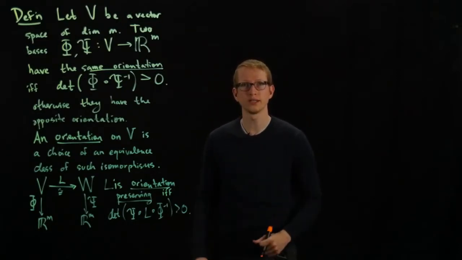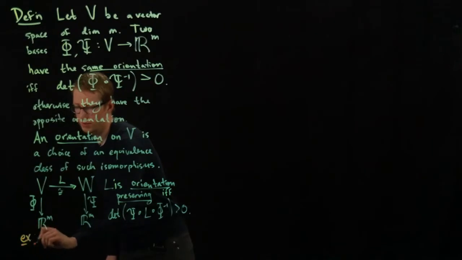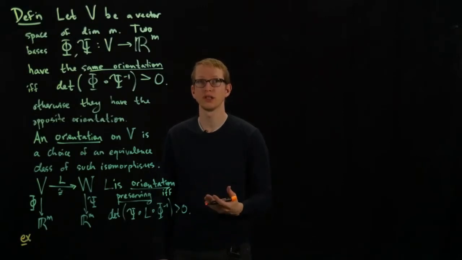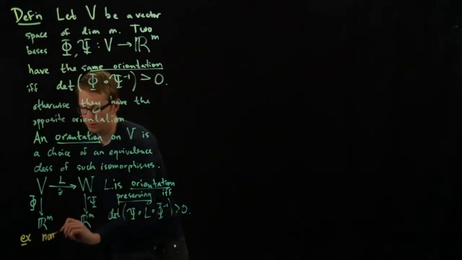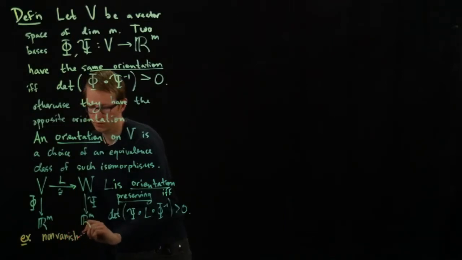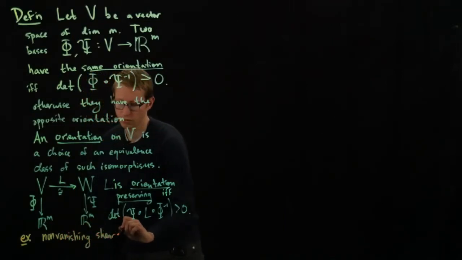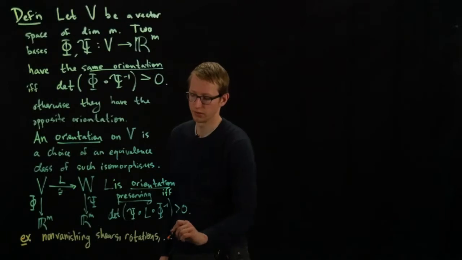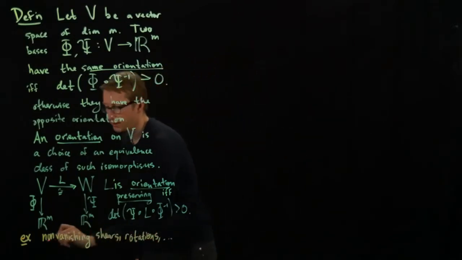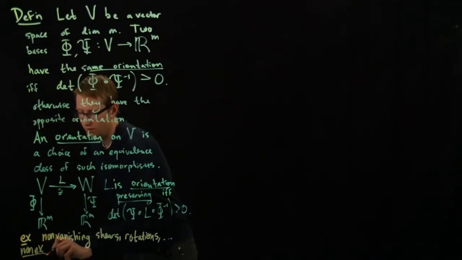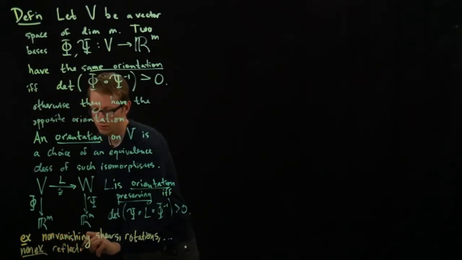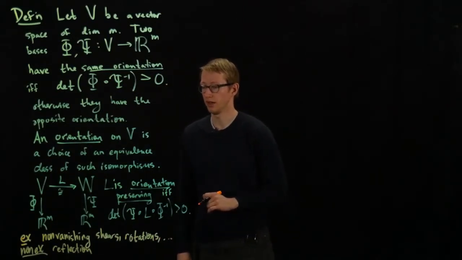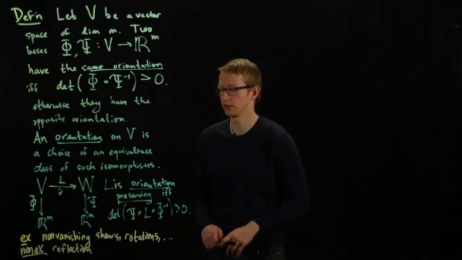So what are some examples of orientation-preserving functions? Some examples, for instance, are shears that don't squash any dimensions, so shears that are one-to-one, non-vanishing shears, rotations, and so on. What are some non-examples? Any time that you have a reflection through a particular plane, then that's going to be an orientation reversing linear isomorphism.